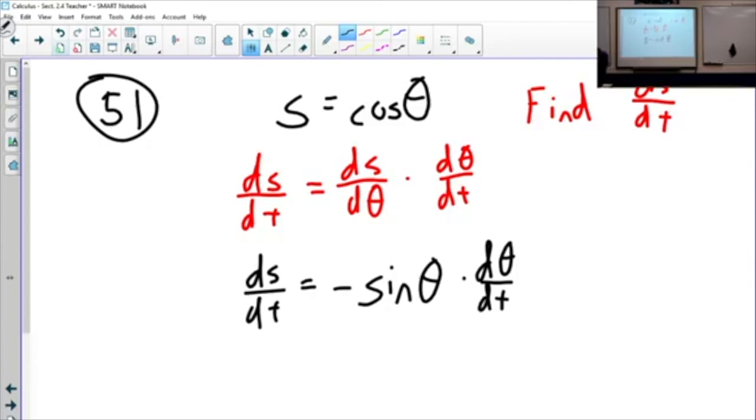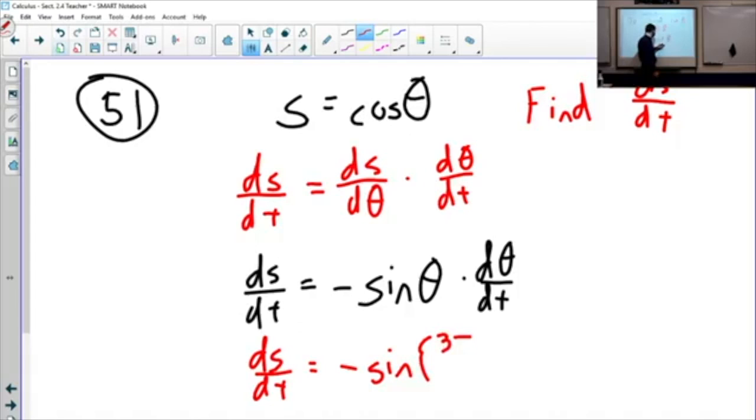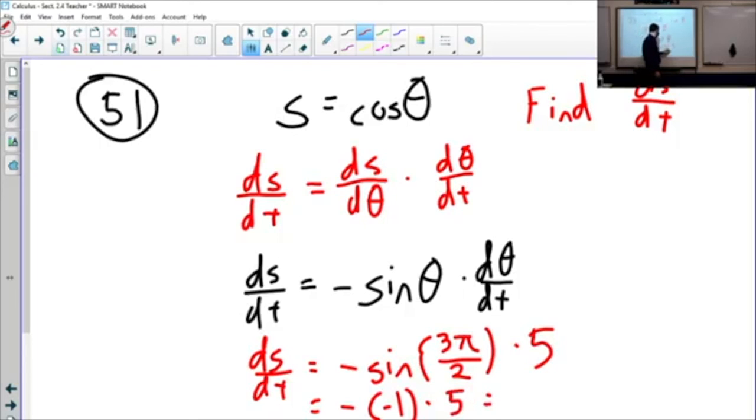So it gives us theta is 3 pi over 2, and d theta dt is 5. So ds dt is going to equal negative sine of, well, theta we said was 3 pi over 2, and then we said d theta dt was 5. So negative sine of 3 pi over 2 is negative 1, and then times 5. So negative negative 1 is positive 1 times 5 is positive 5. And there's your answer.